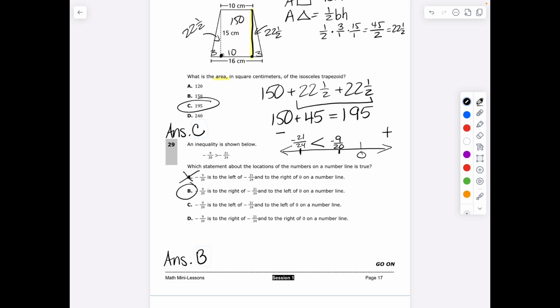So number 20, we know the first one is definitely false. It's not to the left of -21 over 24, so I can just stop that one. And in the third one, the first part is right, but then it's saying it's to the right of 0, and that's not true because then it would be on this side to be a positive number.